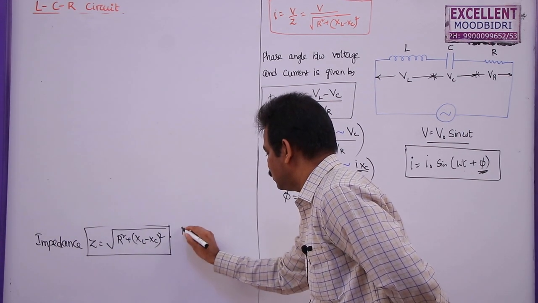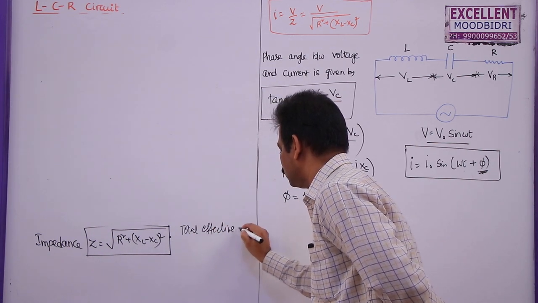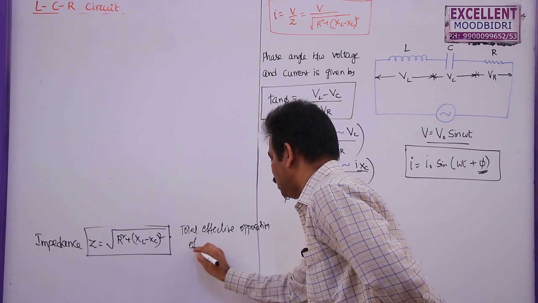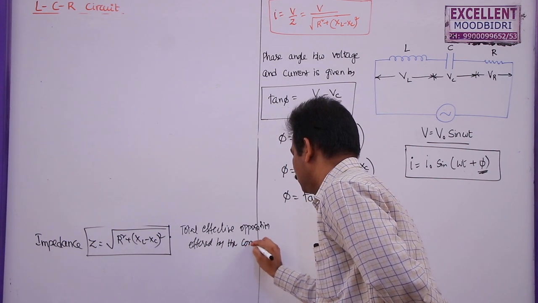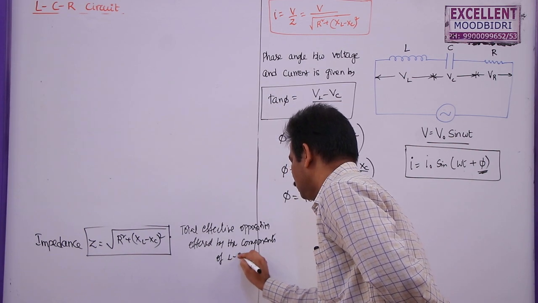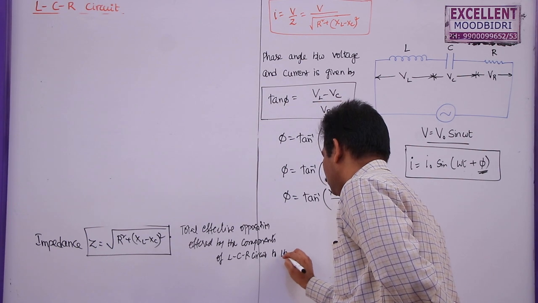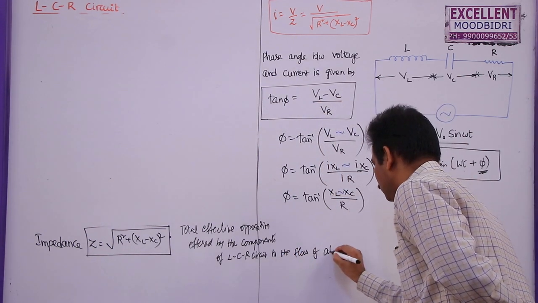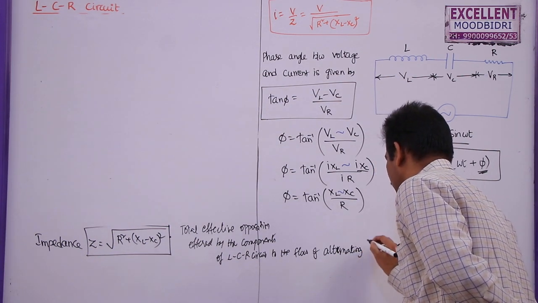Impedance is the total effective opposition offered by the components of the LCR circuit to the flow of alternating current is called impedance.